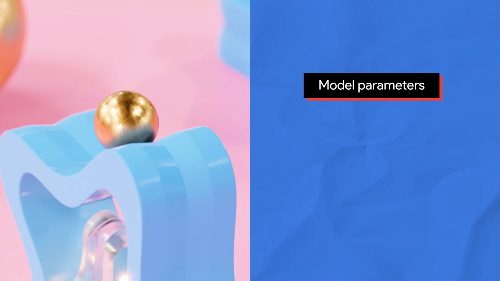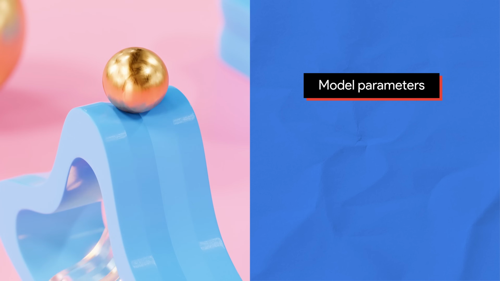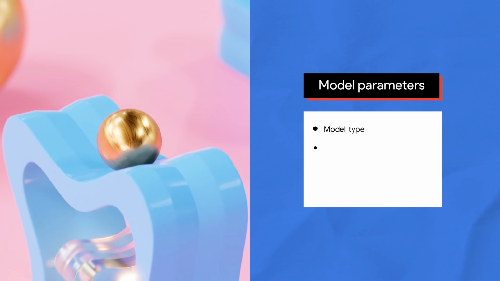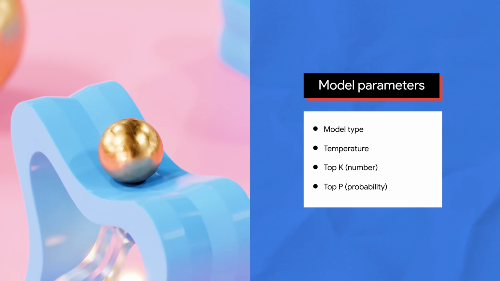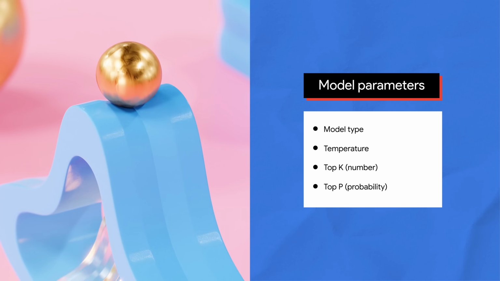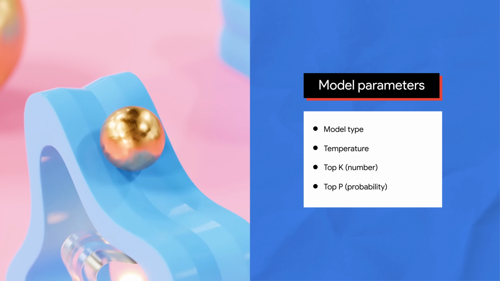In sum, Vertex AI Studio provides a few model parameters for you to play with, such as the model type, temperature, top K, and top P. Note that you are not required to adjust them constantly, especially top K and top P.